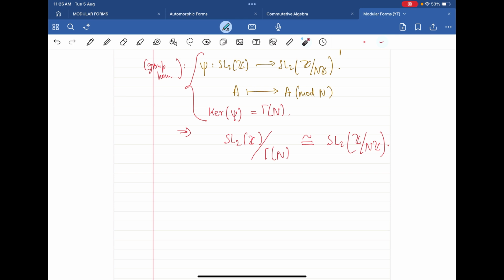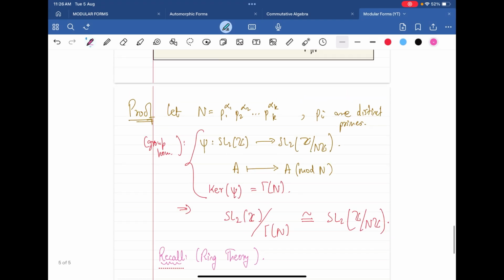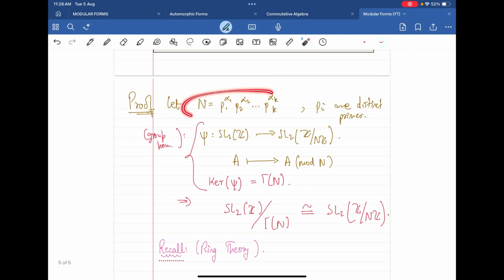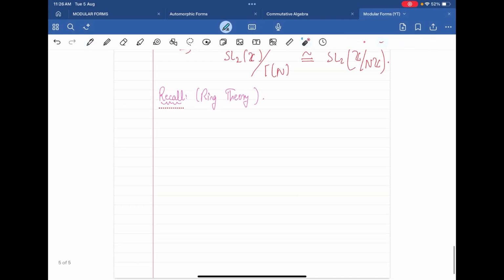So recall from ring theory, for n described over here, we are going to state for that n, Z mod NZ.